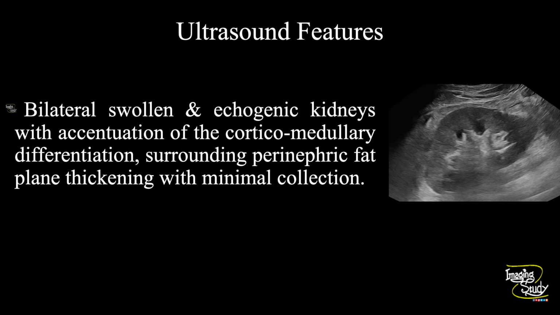So, in summary, bilateral swollen and echogenic kidneys are seen with accentuation of cortico-medullary differentiation, surrounding perinephric fat plane thickening with minimal collection, indicating it to be a case of bilateral acute nephropathy or bilateral acute renal parenchymal disease.